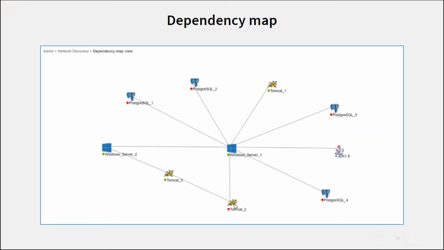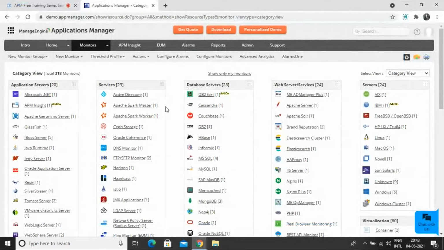So this is just an image, but if we look at a similar dependency map within the product and place our cursor over these icons, we will see the reasons as to why this Tomcat icon is displayed in red. What are the problems? Having said that, what I'm going to do now is jump to the product so we can quickly look at these features, the dependency mapping features and the discovery feature.